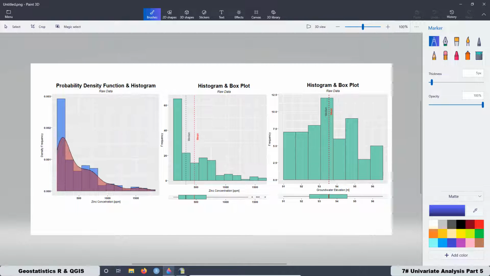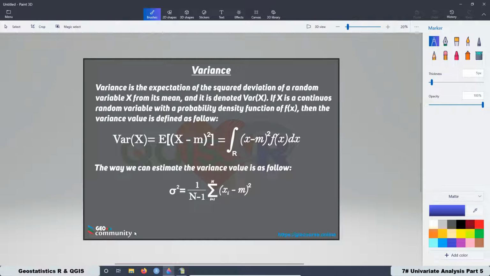Let's move on to see another important statistic. In this case, it is going to be the variance, and here we have the definition. Variance is the expectation of the squared deviation of a random variable X, as a capital letter, from its mean, and it is denoted with this expression. If X is a continuous random variable with a probability density function f(x) as a lowercase, then the variance value is defined as follows.